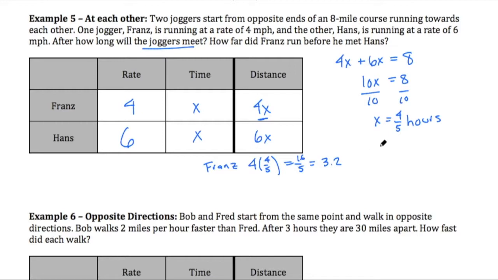So let's sum this up and answer the question fully. Franz ran 3.2 miles before meeting Hans after 4/5 hours, and if you don't like 4/5 hours, 4/5 hours would be 48 minutes.